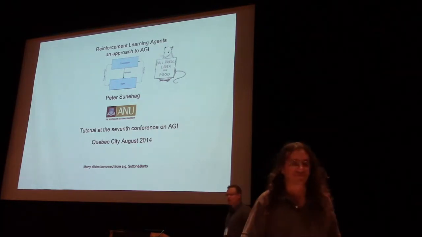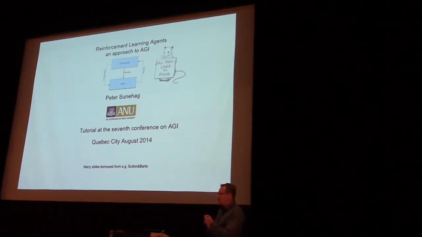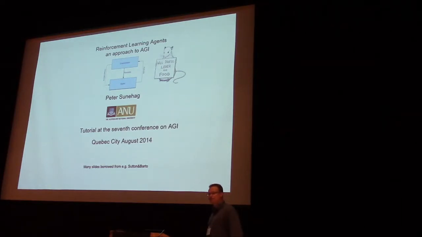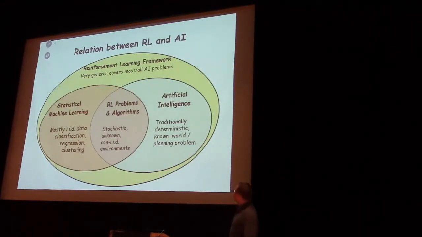Okay, so I used to do my PhD in pure mathematics before moving into artificial intelligence and machine learning. I've now been working on reinforcement learning for several years, which we're going to tell you about today. We're going to start at quite a basic level. So what is reinforcement learning and how is it connected to artificial intelligence?